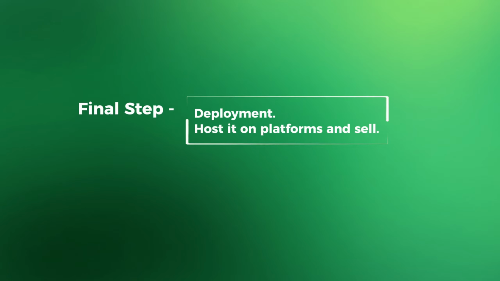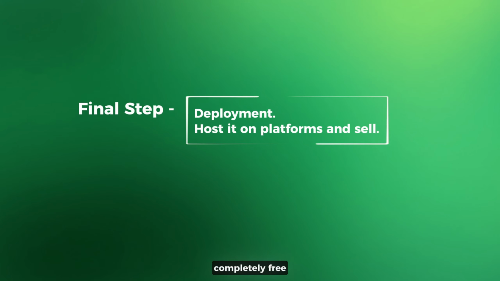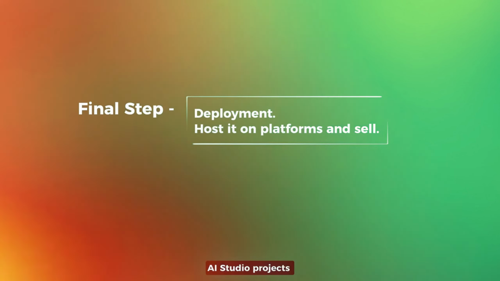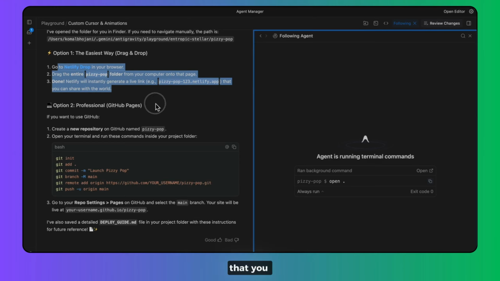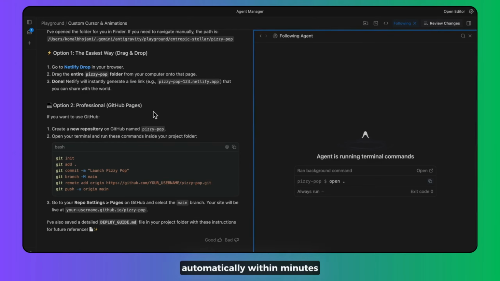The final step is deployment. You can host it on platforms like Vercel, Netlify, or GitHub Pages, completely free, similar to how deployment works in Google AI Studio projects. You just tell Antigravity that you want to deploy the site, and it guides you through the remaining steps automatically. Within minutes, your website can be live on the internet and ready to share with clients.